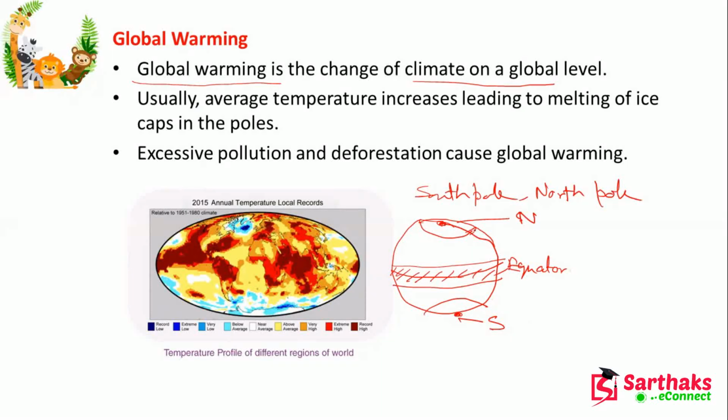So the ice will melt due to the temperature increase in the weather, and excessive pollution and deforestation cause global warming.